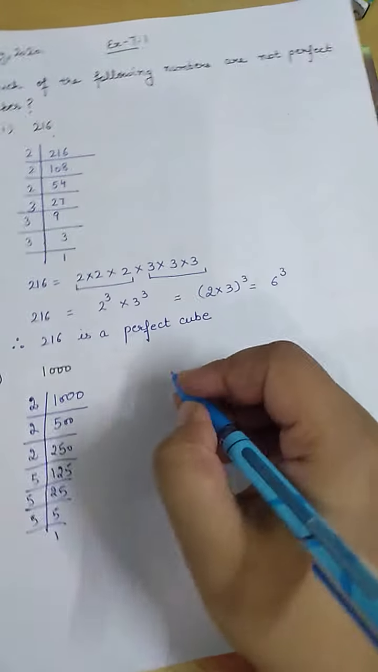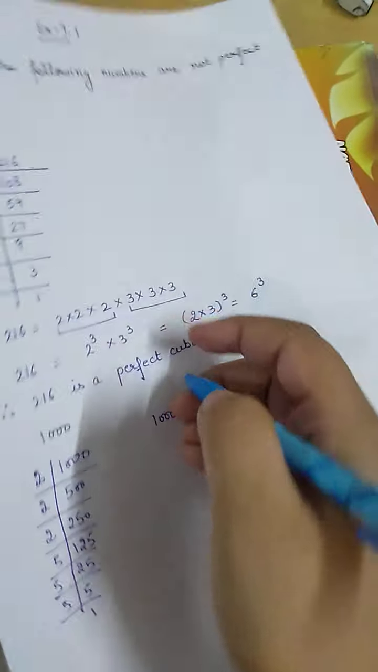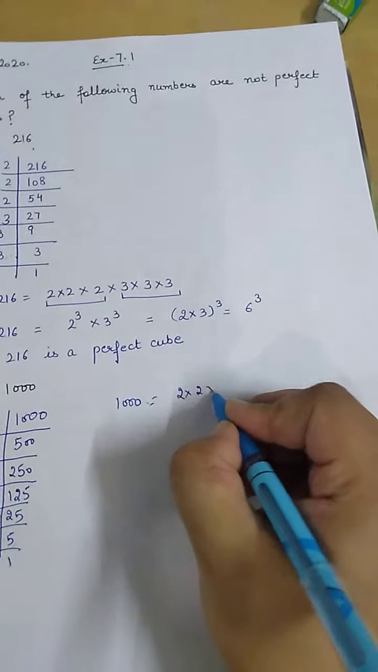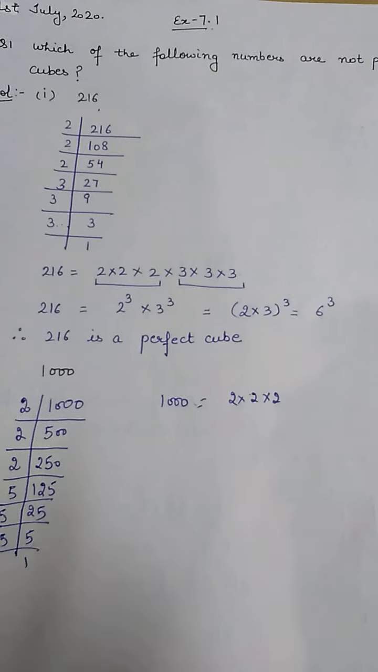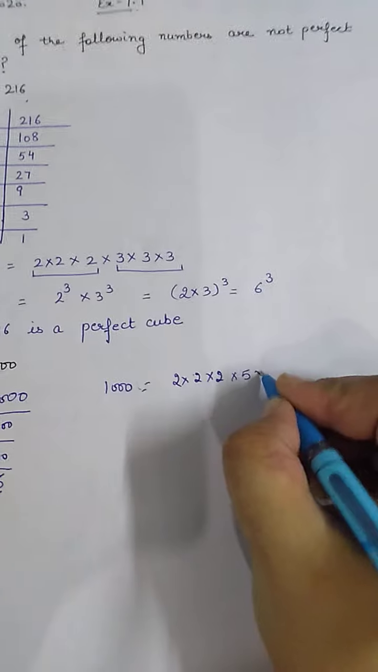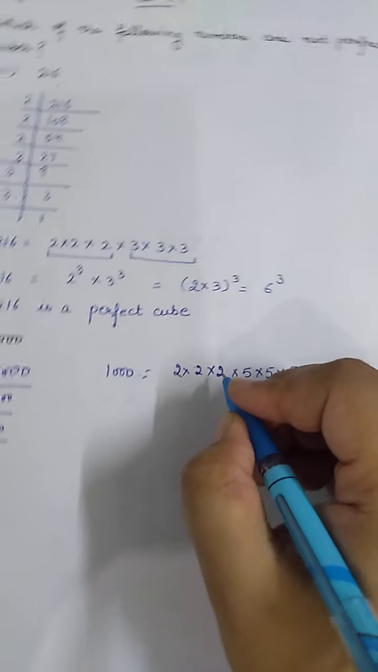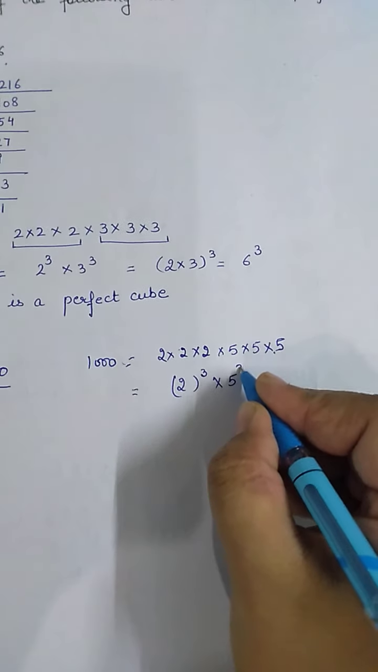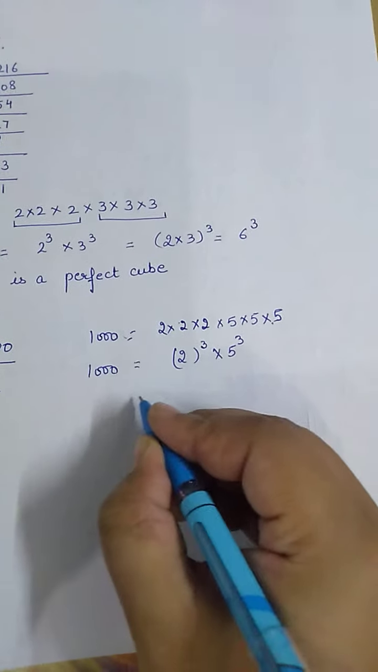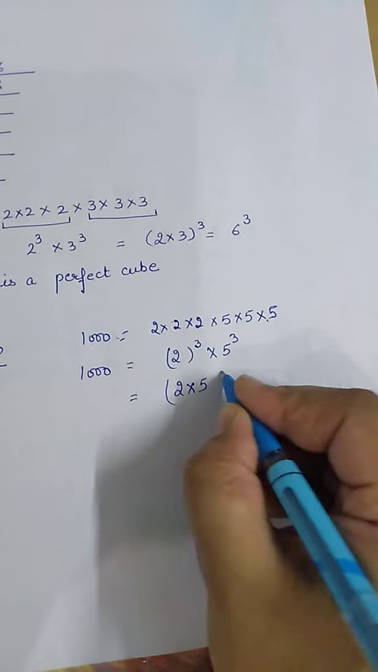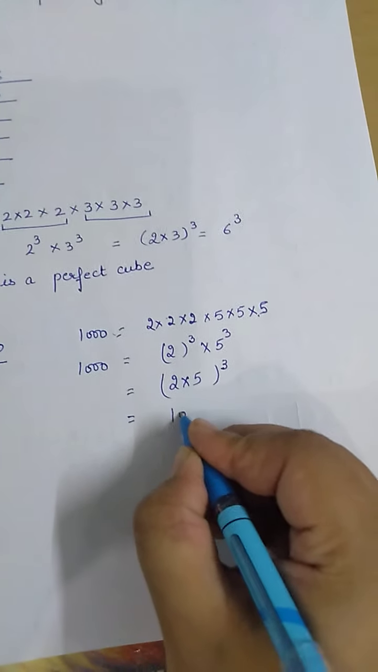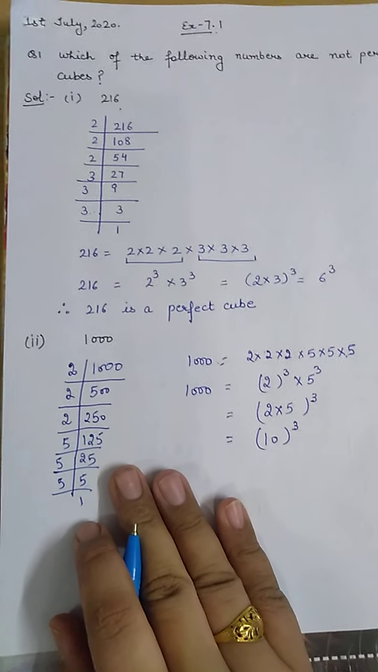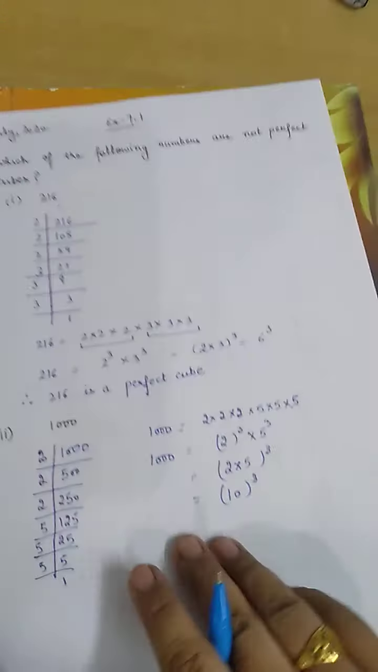So 1000 can be written as 2 into 2 into 2 into 5 into 5 into 5. So now it can be written as 2 cube into 5 cube. So 1000 is equal to 2 into 5 whole cube. So it can be written as 10 whole cube. So students, here I have checked, this is also a perfect cube. Other parts are your homework. You can try it yourself at your home.